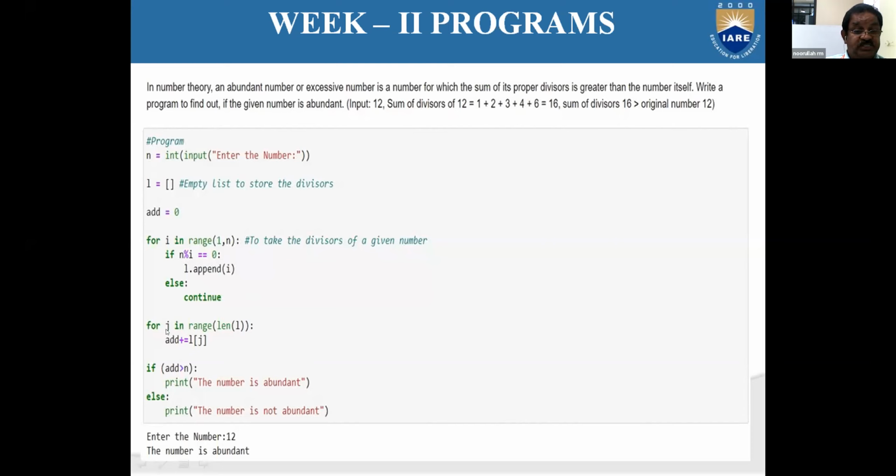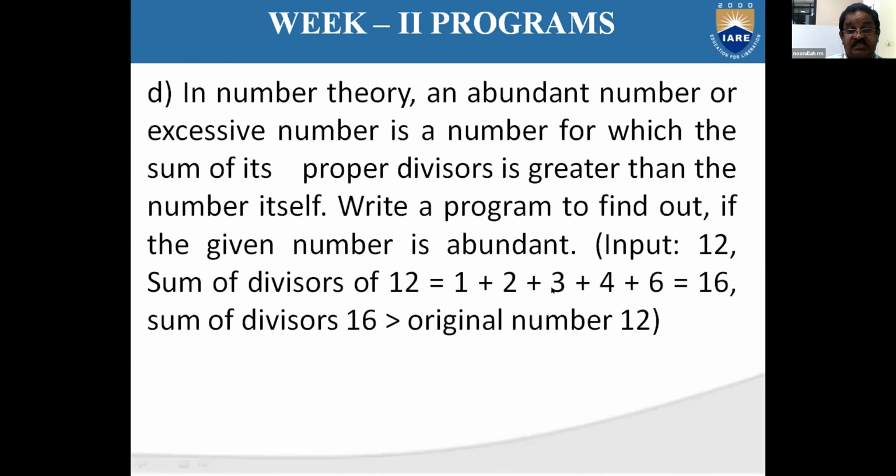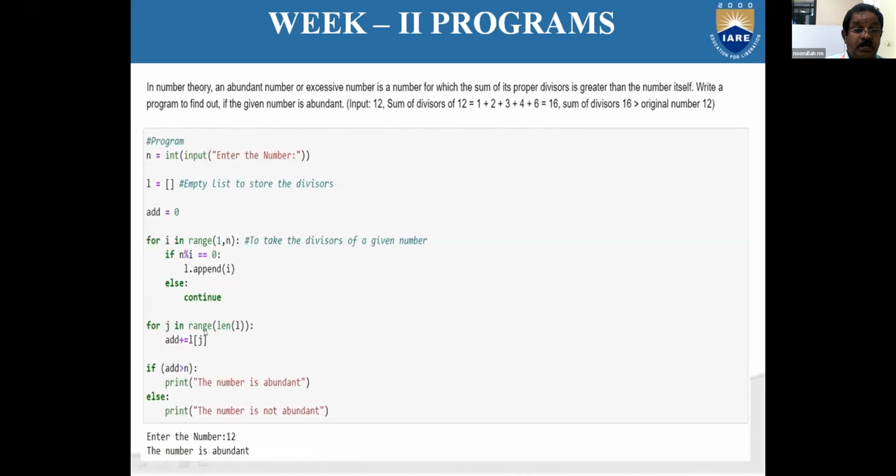Then we are going to use this j for increment to find out the sum of the divisors. Now you have made use of add, assigned as 0. So if 1 is the divisor of 12, then it becomes add equals add plus L of j, that is 0 plus 1. Now add becomes 1. If 2 is the divisor, then it becomes 1 plus 2, 3. If 3 is the divisor, 1 plus 2 plus 3, 6. Like that it is going to get incremented, and finally you will get the added value.